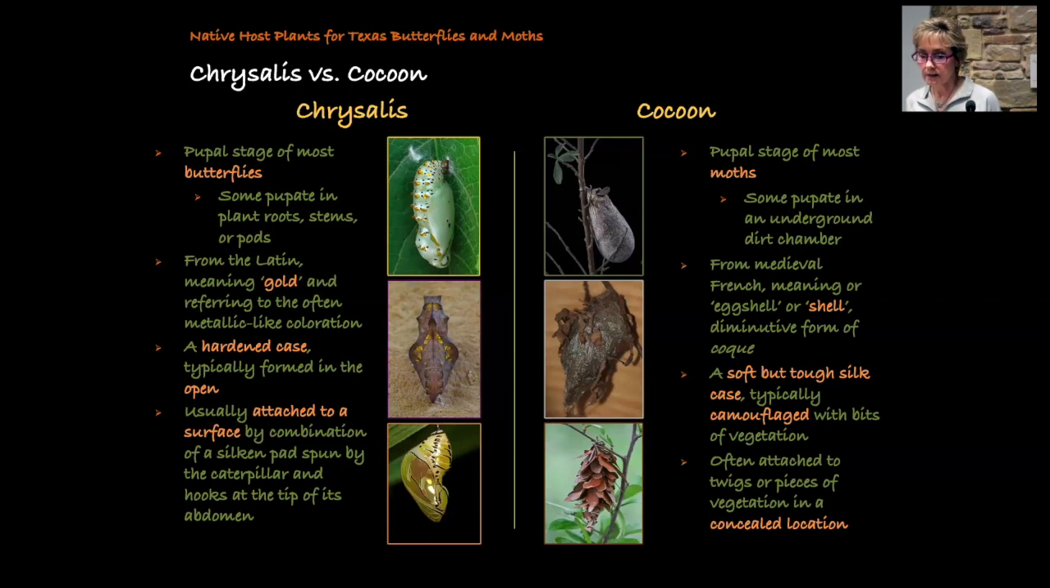Cocoons, on the other hand, are the pupal stages of moths, although some moths will pupate underground in a dirt chamber. The word actually is from medieval French and it means eggshell or shell. It's usually soft but tough silk, and it's usually a silken case that's camouflaged by bits of debris or vegetation, often the host plant. And it is usually found in a more concealed location.